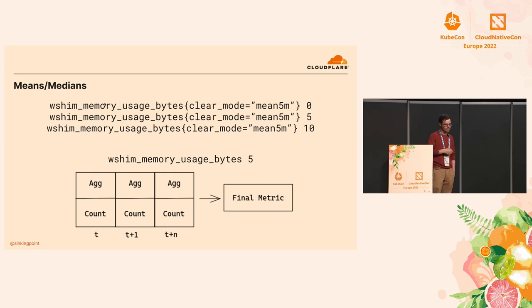But we get this sort of idea, right? We have this rotating buffer and we can get rid of things over time. And this is where we get more complicated clear modes, things like mean 5 minutes. We're taking a mean over the last 5 minutes of data, and that allows us to get better insights, I think.